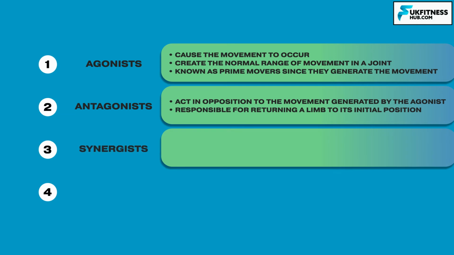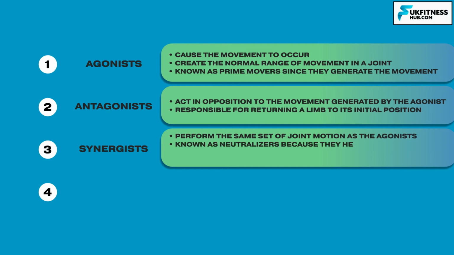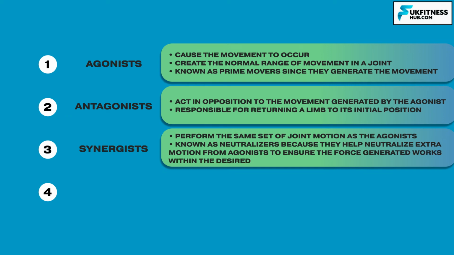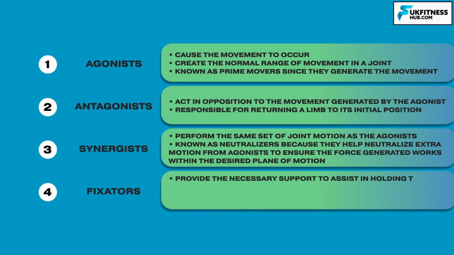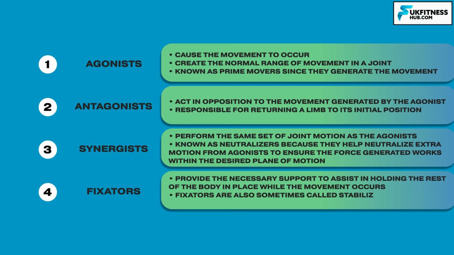Synergists. These muscles perform or assist in performing the same set of joint motion as the agonists. Synergists are sometimes referred to as neutralizers because they help cancel out or neutralize extra range of motion from the agonists to make sure that the force generated works within the desired plane of motion. Fixators. These muscles provide the necessary support to assist in holding the rest of the body in place whilst the movement occurs. Fixators are sometimes called stabilizers.